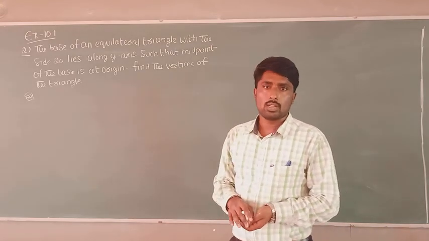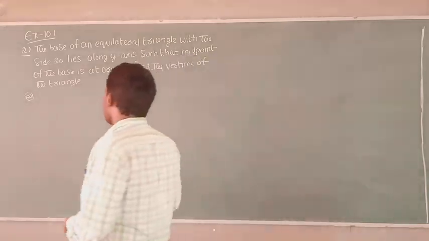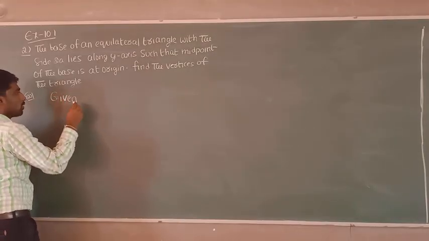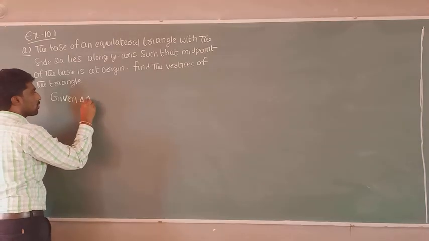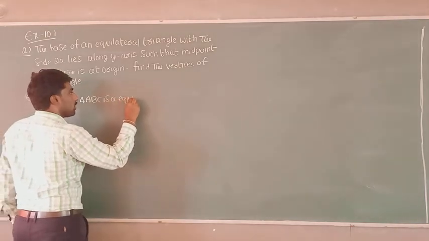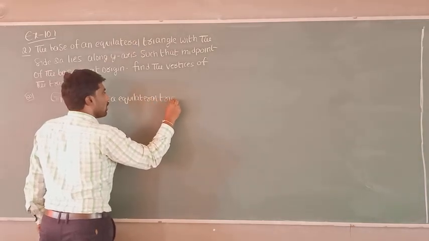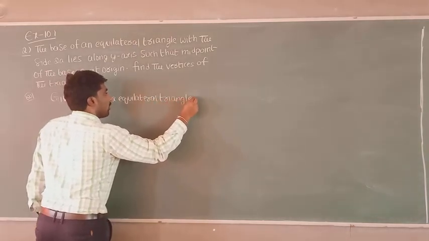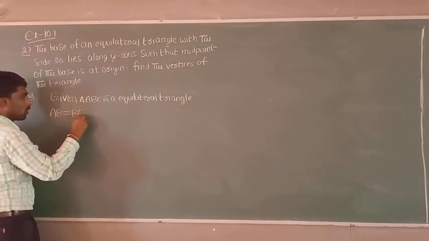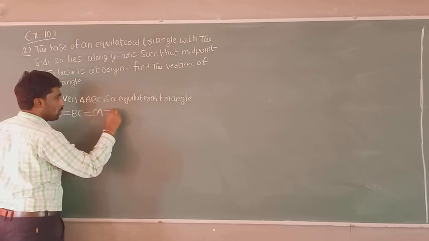So what is an equilateral triangle generally? The length of the sides of the equilateral triangle is equal. You take it here. The given data: the given triangle ABC is an equilateral triangle. Now, if it is an equilateral triangle, the lengths are equal. So AB equal to BC equal to CA, which is equal to 2a.